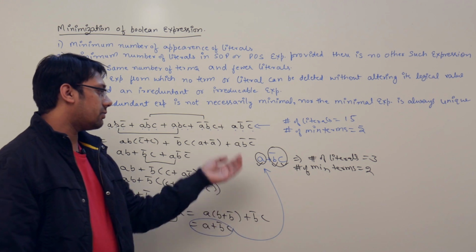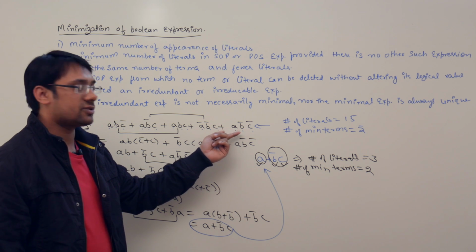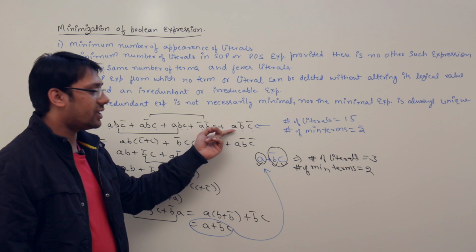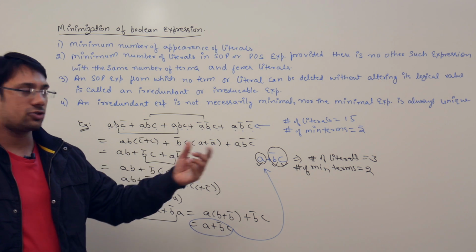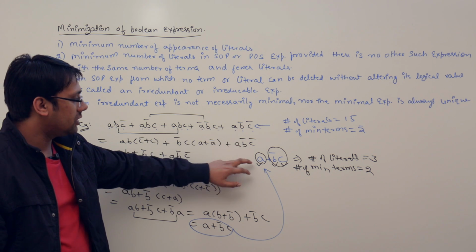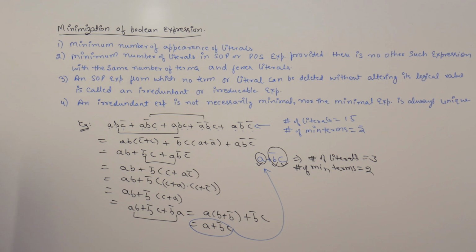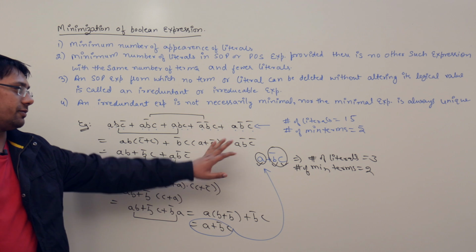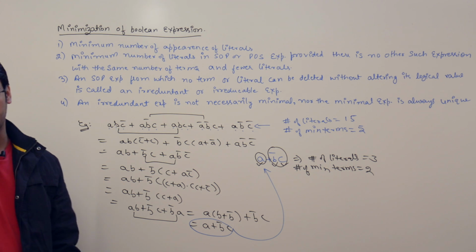Our aim, when we are minimizing, is not to change the logical or functional characteristics of this expression. That means not to change the properties shown by this particular expression into this, but to minimize these kind of operators or operations. Okay, so we don't want to change the logical value of this particular expression while minimizing. Okay, so this is the main idea behind minimization of any expression.